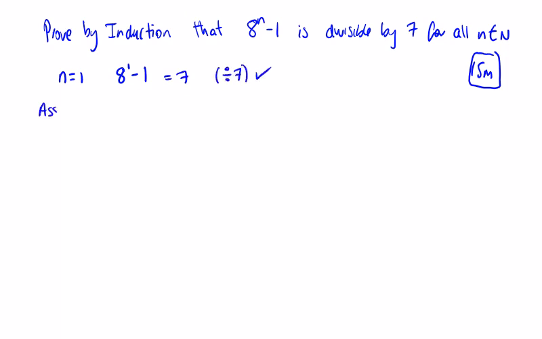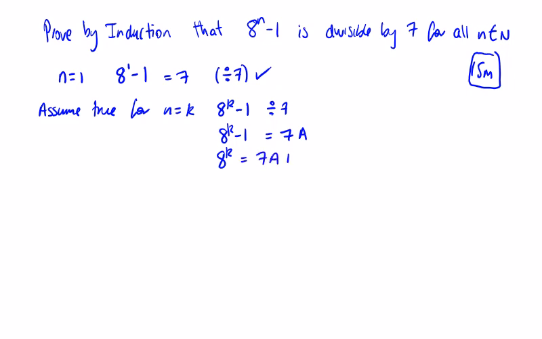So yes, assume true for n equal to k. So you get 8 to the power of k minus 1 divisible by 7. That means that 8 to the power of k minus 1 is equal to 7 times a number. Let's call that number a. And this will help me get the 1 over to the other side. So 8 to the power of k is equal to 7a plus 1.